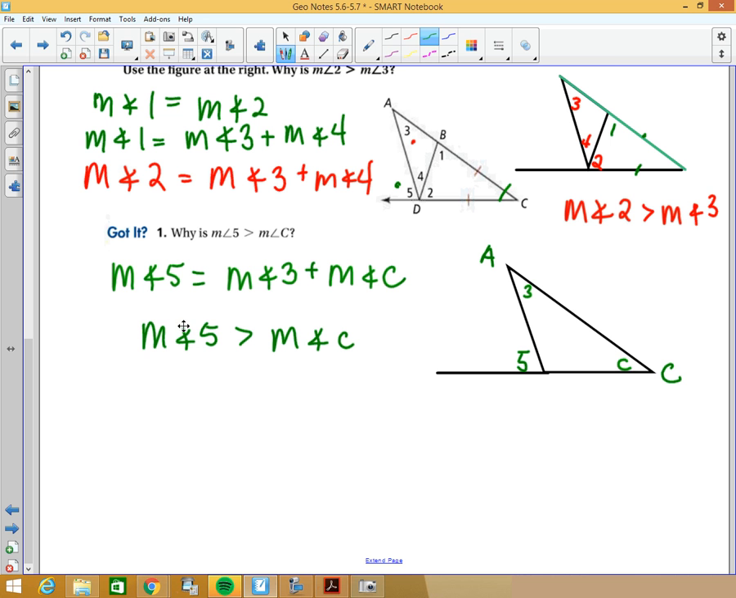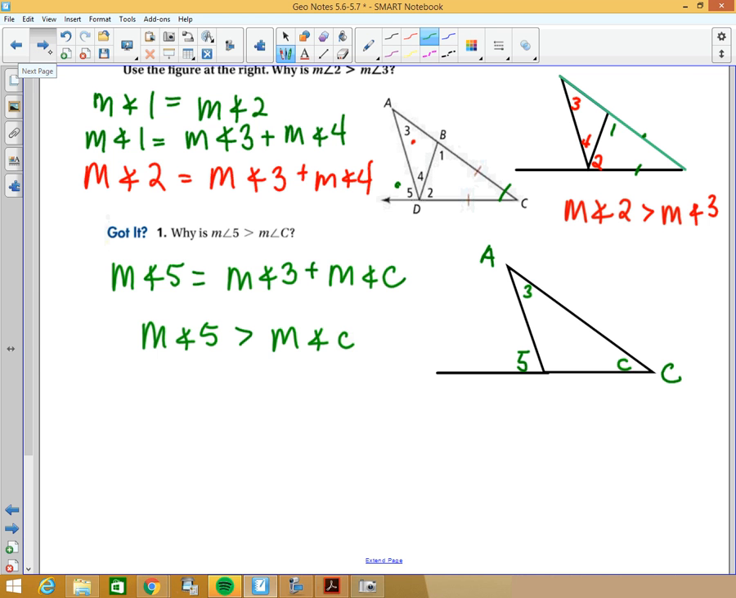Now, several of you asked me why in the beginning I put those little arc marks on my angle. Do you see now why? Sometimes it gets a little hairy when we're doing inequalities and angles at the same time. Any questions on that?